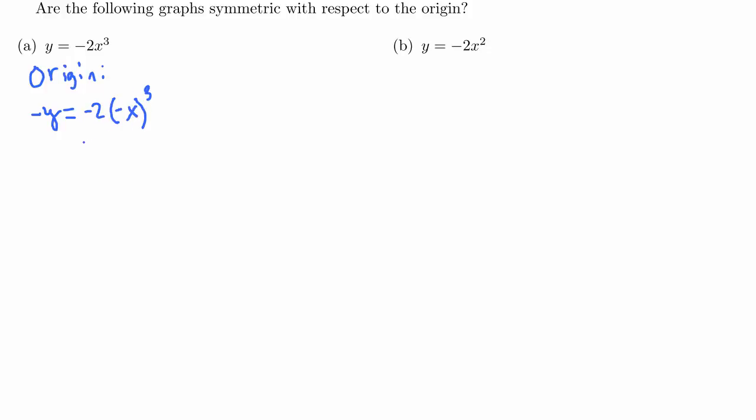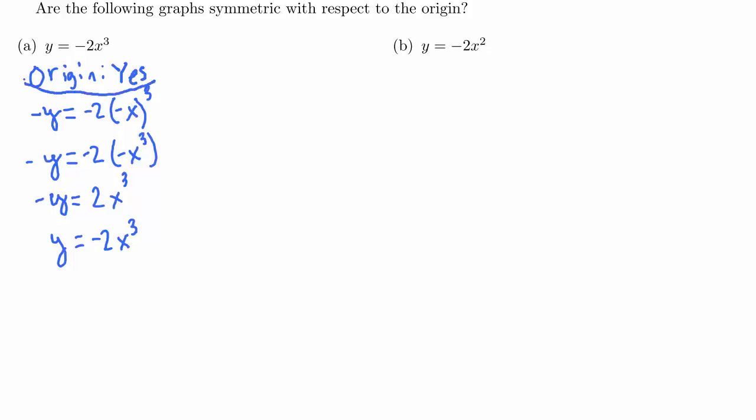Notice whenever I cube a negative x, that's going to give me negative x cubed. So negative 2 times negative x cubed is positive 2x cubed. Now, notice that negative y equals 2x cubed is not the same as the original equation. However, if I divide both sides by negative 1, that's going to give me y equals negative 2x cubed. And this is the same as the original equation. Therefore, this does have origin symmetry.